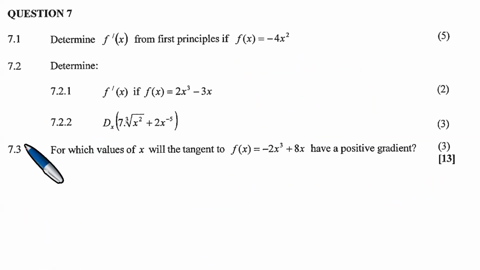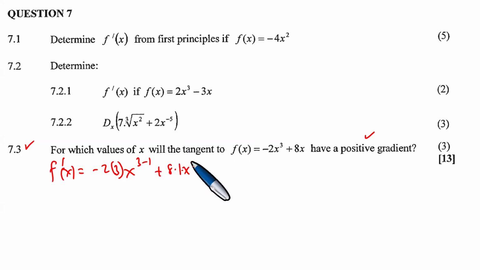Let us look at 7.3. For which values of x will the tangent to f of x have a positive gradient? Okay, so let's look at that. If this is to have a positive gradient, we must find the gradient, and the gradient is the derivative. So we're going to find f prime. So f prime of x is the derivative of this, which is minus 2. You bring down the 3 and you subtract 1 from the top. Minus 2 times 3, which is minus 6x squared.